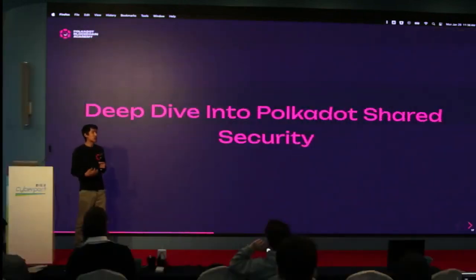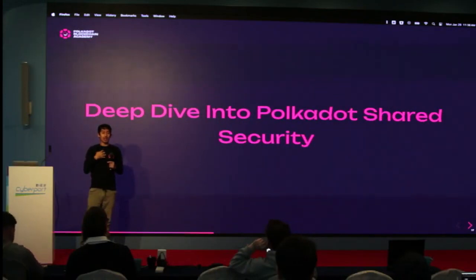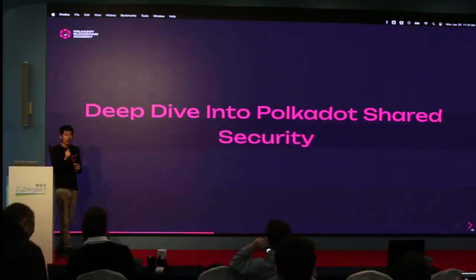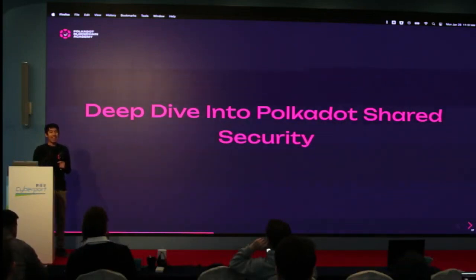And I have some slides at the end which describe at a high level what I understand about the pros and cons of each of these different protocols, okay? But I want to give you concrete knowledge of exactly how Polkadot shared security works, native shared security.